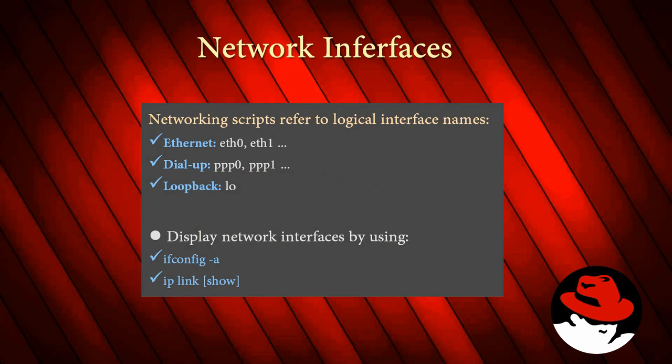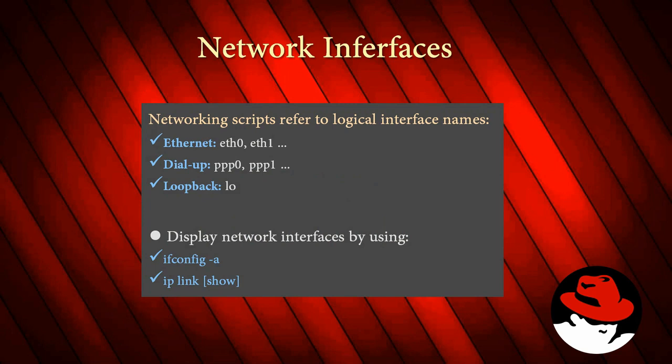The logical network naming and displaying hardware configurations are part of network interfaces. Networking scripts refer to logical interfaces here. The logical interfaces are Ethernet, dial-up, and loopback. The Ethernet connection is represented with eth0, eth1, and so on. The dial-up is represented with ppp, point-to-point protocol, ppp0, ppp1, and so on. The loopback is represented with lo. So we must understand the representation of the logical references of different networking appliances.